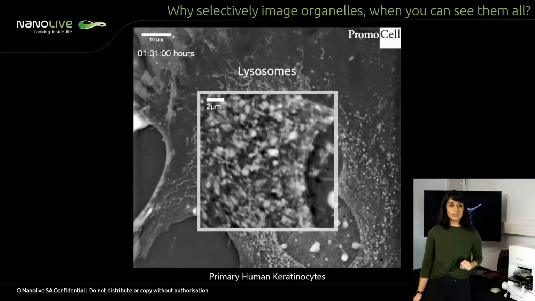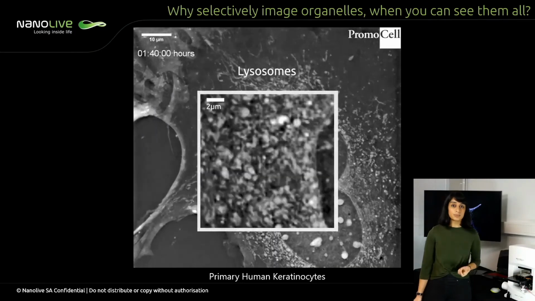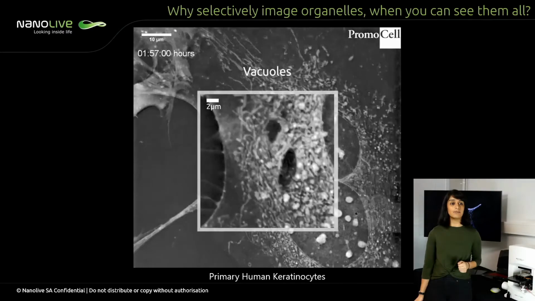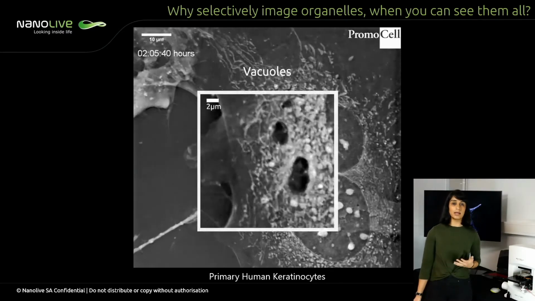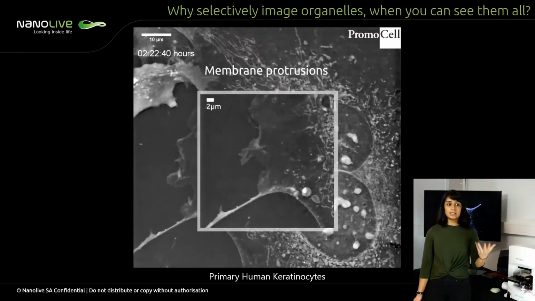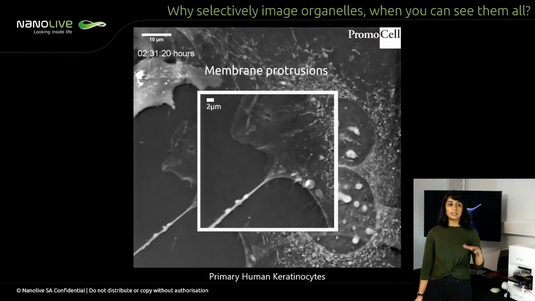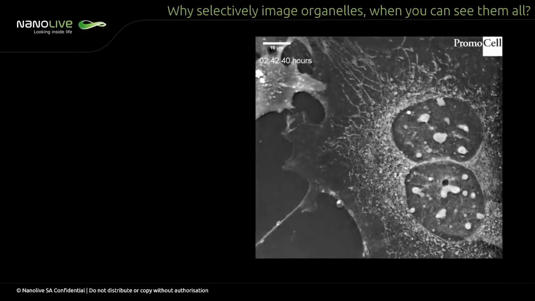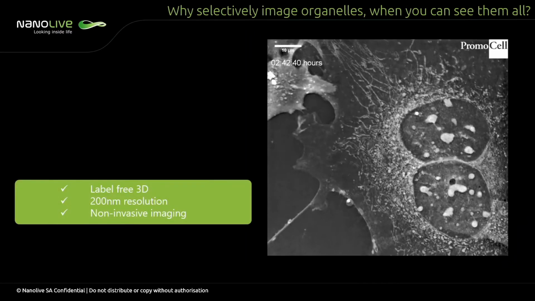The more diffused dots are lysosomes, involved in all kinds of events, and you can have here the vacuoles as well in these darker spots that you see inside the cell. This is an example of the membrane, adhesions, protrusions, and just the general dynamics that you can achieve with Nanolive imaging. As a reminder, this is all label-free and it's 3D information.